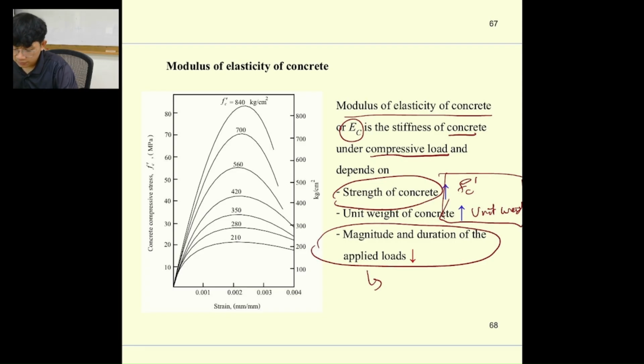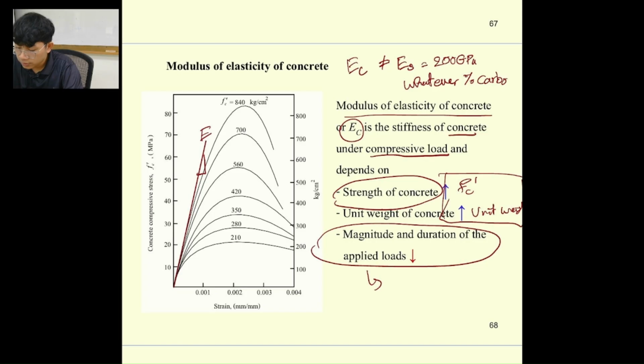As you can see in the stress-strain curve here, the linear line of the higher strength is going to provide a really stiff linear line, which is going to provide a really high modulus of elasticity of the concrete. It's really different from the steel. For steel, whatever percentage of carbon you put inside during the mixing, it's going to remain 200 gigapascal. What drops is just the tensile strength or compressive strength of the steel.